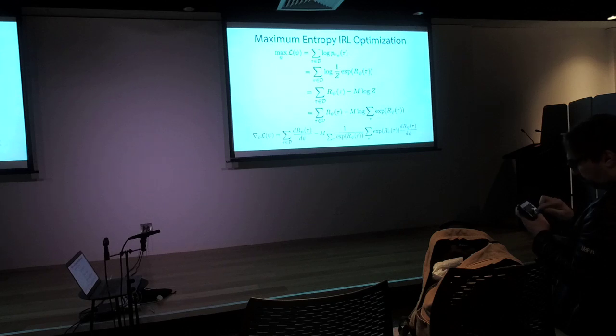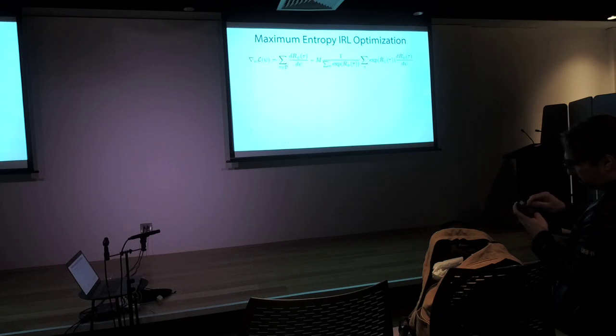In particular, this is what the gradient is going to look like. The left-hand side is just the sum over your demonstrations of the gradient of the reward function with respect to the parameters. And the right term comes out to look like this. Because of the log of the sum, you need to use the chain rule to get the 1 over the inside of the log, which is the sum of the exponential of the reward. And then the right-hand side is applying the chain rule to the inside. This is the form of the gradient.